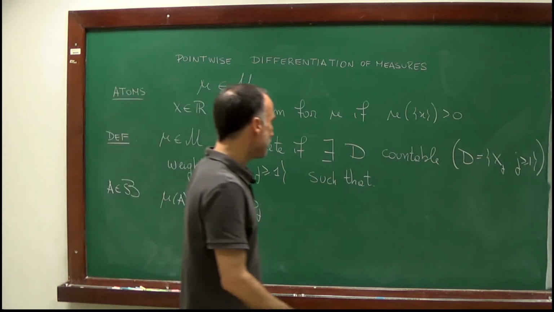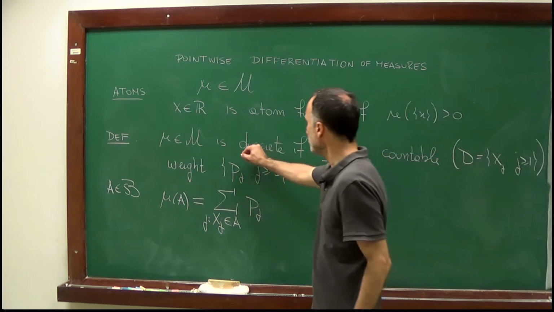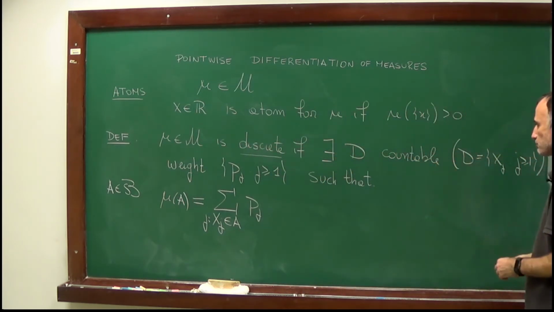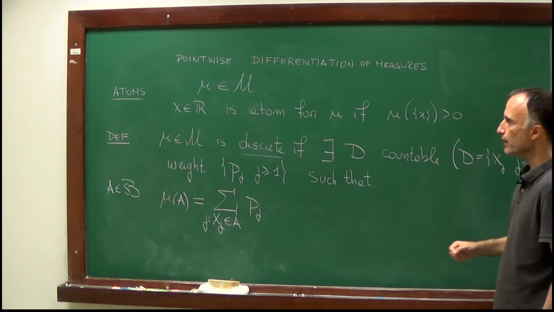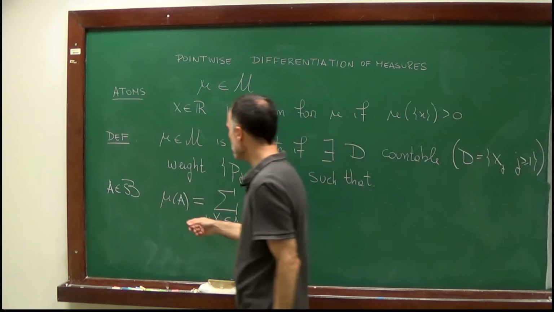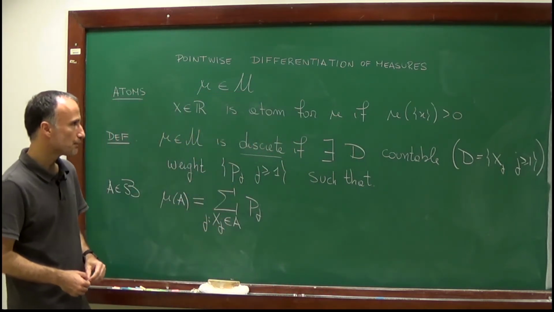So this is what I call the discrete measure. The measure is discrete if there exists a countable set and a countable number of weights such that the measure of any set A can be expressed through this formula.